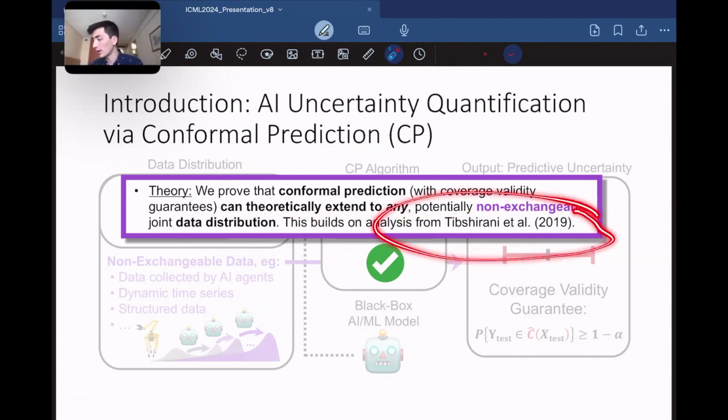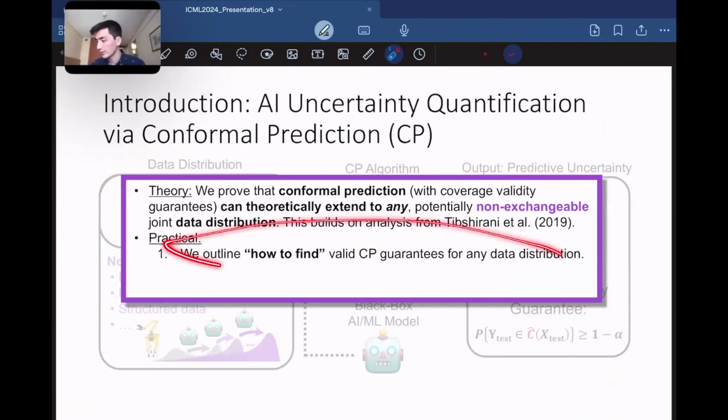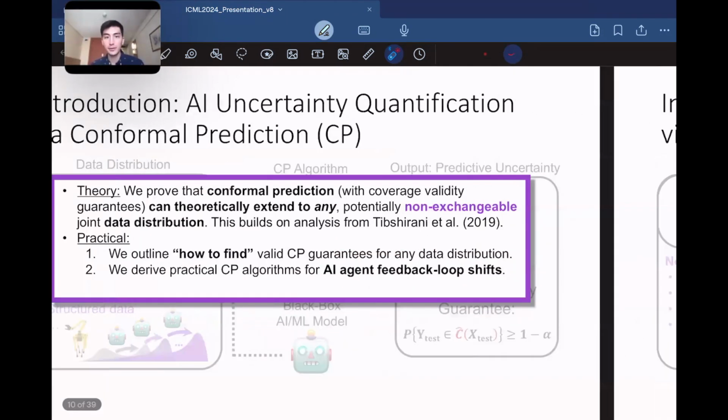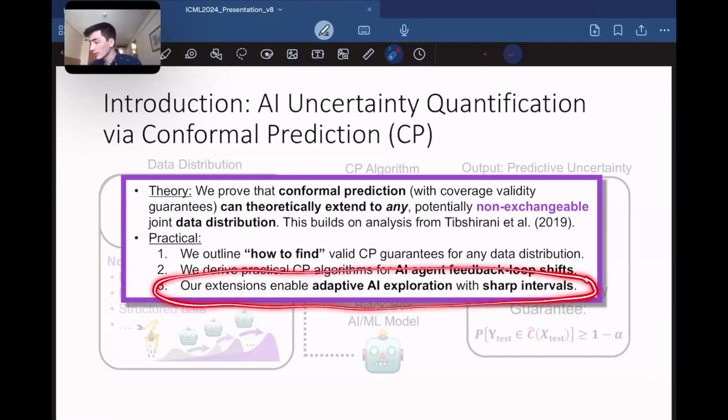I really want to highlight that this builds a lot on analysis from Tibshirani et al. 2019, which I'll go into. And so, yes, for these practical applications, we show how to find these guarantees for AI agent feedback loop shifts. Lastly, we look at some cool extensions that are closer to real-world settings, where you might want adaptive AI exploration, initially exploring slowly to stay safe or satisfy some other criteria, and then exploring more aggressively once you have more experience. And we do this by maintaining sharp and informative intervals.